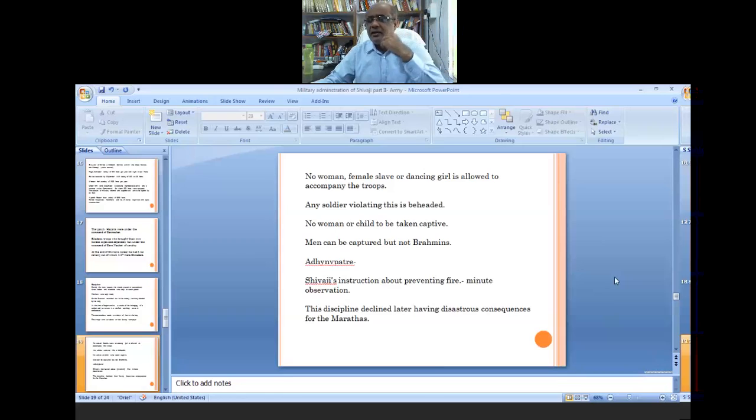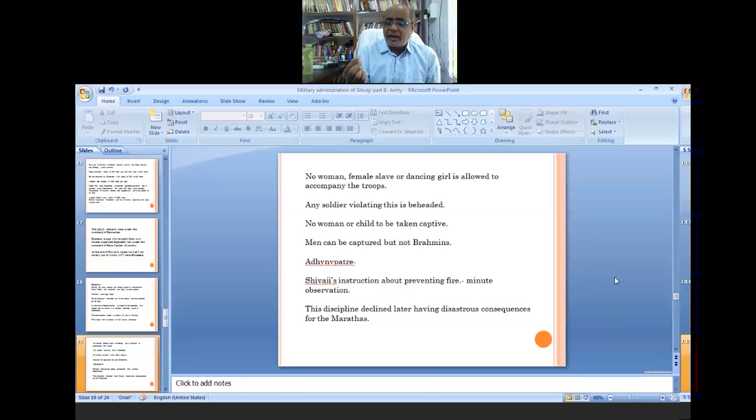Shivaji used to observe and give very minute, detailed instructions. For example, the Adnapatra is in fact written by Ramchandra Pant Amatya, but all that writing is based on Shivaji's policy of administration. So Shivaji writes to his troops that in a cantonment, when you go to sleep, ensure that you put off the burning lamp. If you don't put off the lamp, what will happen is that the lamp is burning and it has a wick made of cotton.